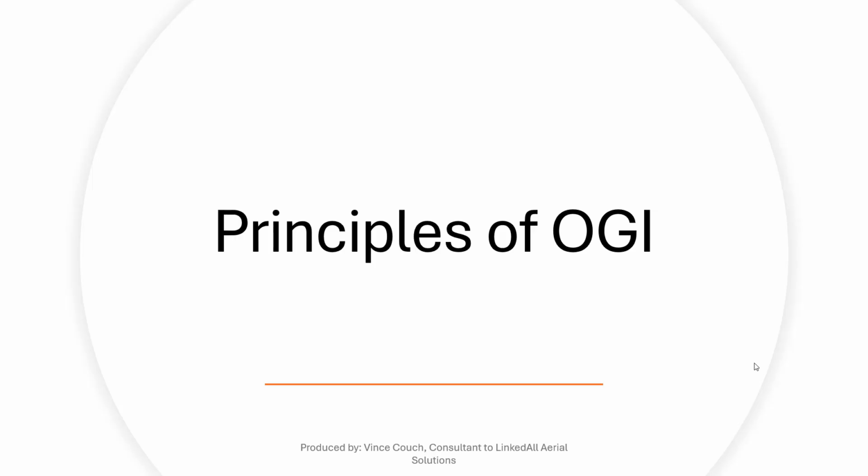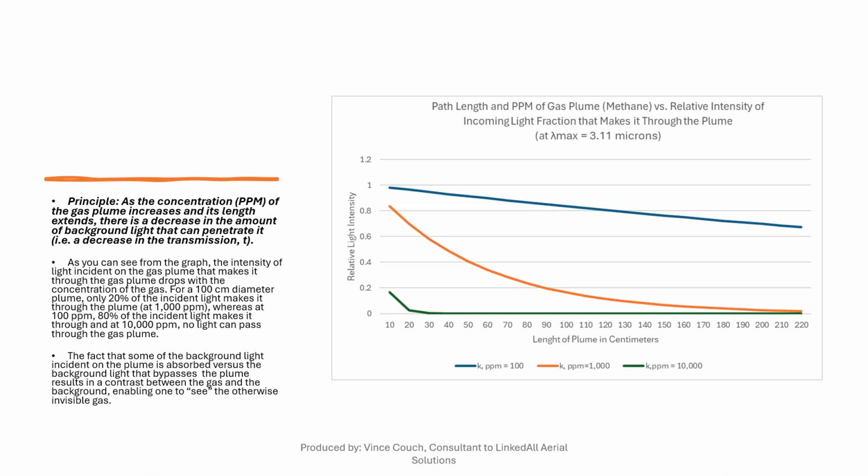Okay, so from studying the physics of OGI and running the simulation model I built, I derived several principles of OGI. One is as the concentration, say in ppm, of the gas plume increases and its length extends, there is a decrease in the amount of background light that can penetrate it, i.e. a decrease in the transmission T. Okay, so here's three gases of different concentrations. This is 10,000 ppm, this is 1,000 ppm, and this is 100 ppm.